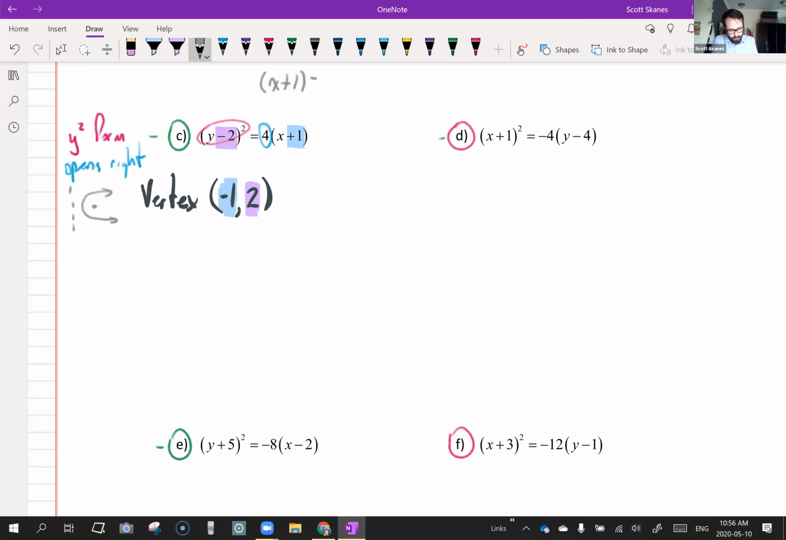If you're not sure and you want another way to confirm that, just set it equal to 0. Here, x plus 1 equals 0. Solve it, it gives x equals -1. That is your value for the vertex. And the same thing works for y. Okay, so that's my vertex.